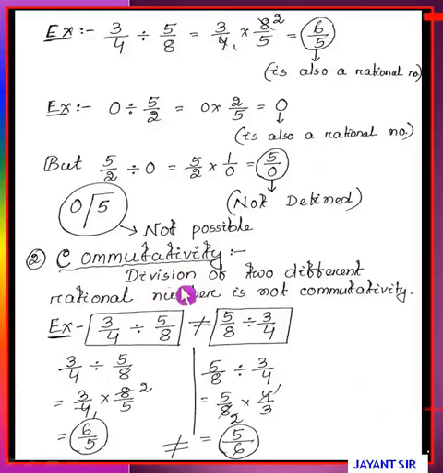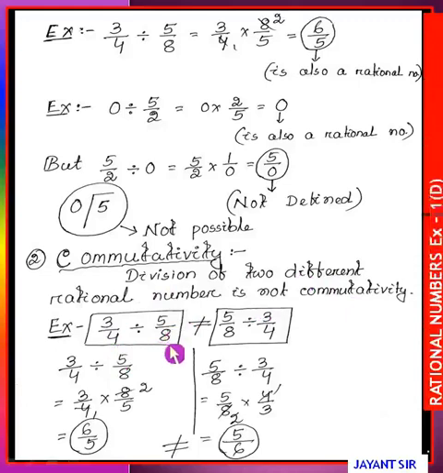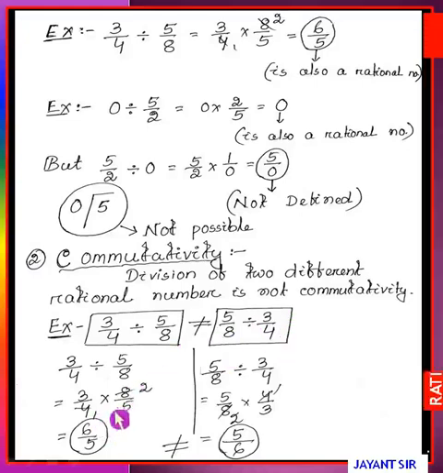Next, come to the next property, that is commutativity. Division of two different rational numbers is not commutative. Example taken here: 3 by 4 divided by 5 by 8 is not equal to 5 by 8 divided by 3 by 4. Here I have solved: this is the LHS side, this is the RHS side. 3 by 4 divided by 5 by 8 is 3 by 4 into reciprocal 8 by 5; 4 ones are 4, 4 twos are 8, then 3 twos are 6 divided by 5.